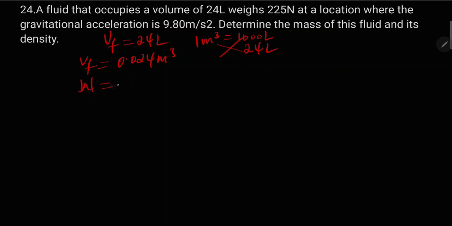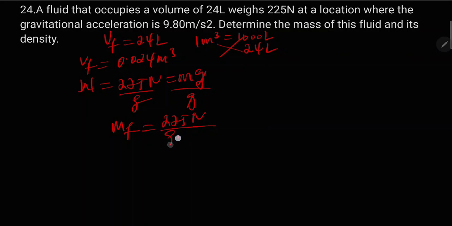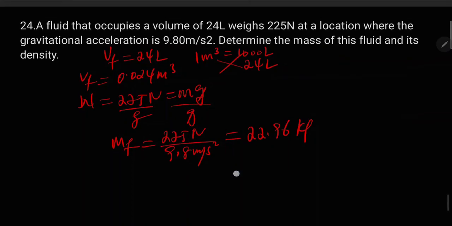Weight of the fluid is equal to 225 Newton, which is equal to mg, or mass of the fluid times g. Then divide both sides by g. Mass of the fluid is equal to 225 Newton over 9.8 meters per second squared, which is 225 over 9.8, 22.96 kilograms.